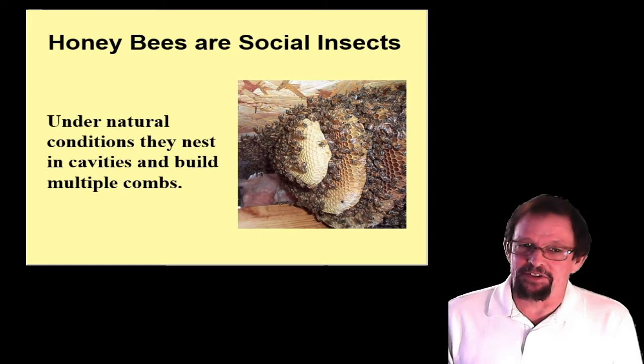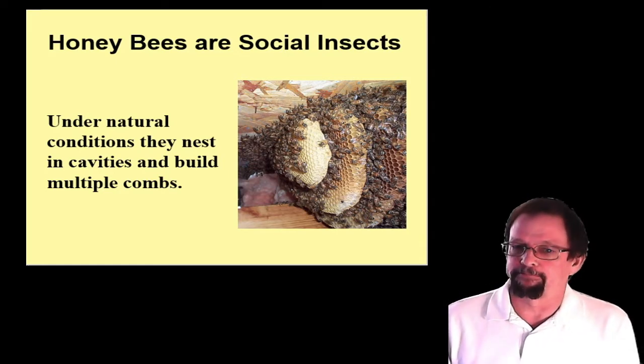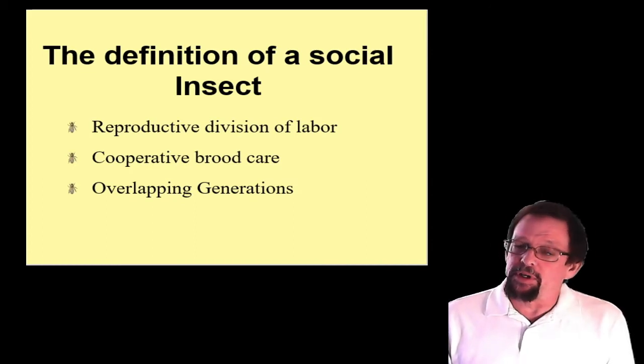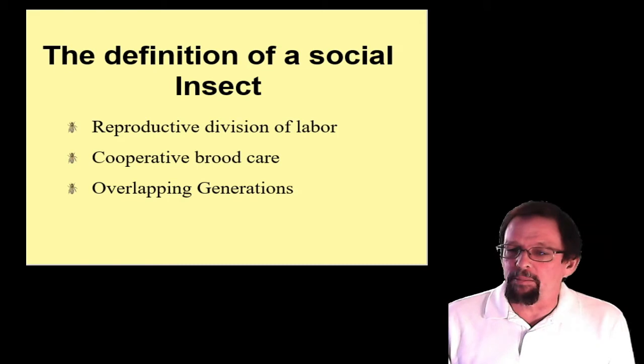Honeybees are social insects. Under natural conditions, they nest in cavities and build multiple combs. The definition of a social insect: reproduction, division of labor, cooperative brood care, and overlapping generations.